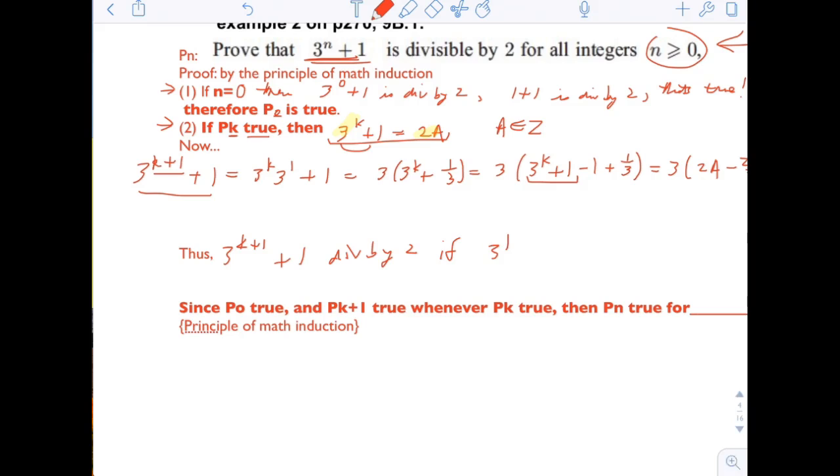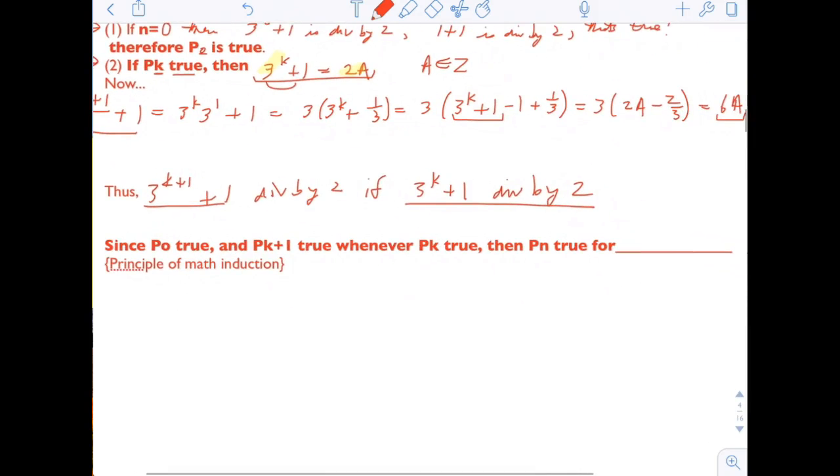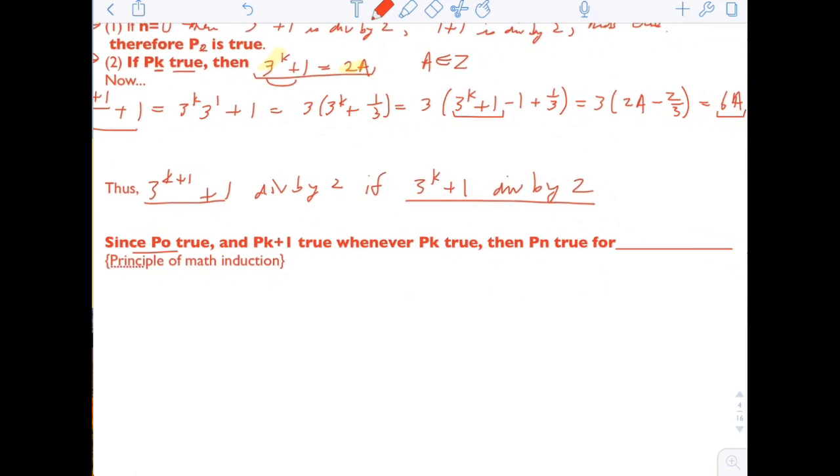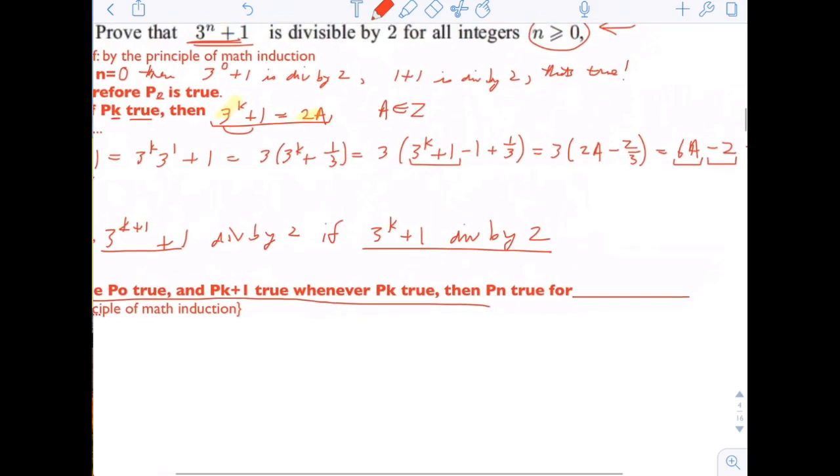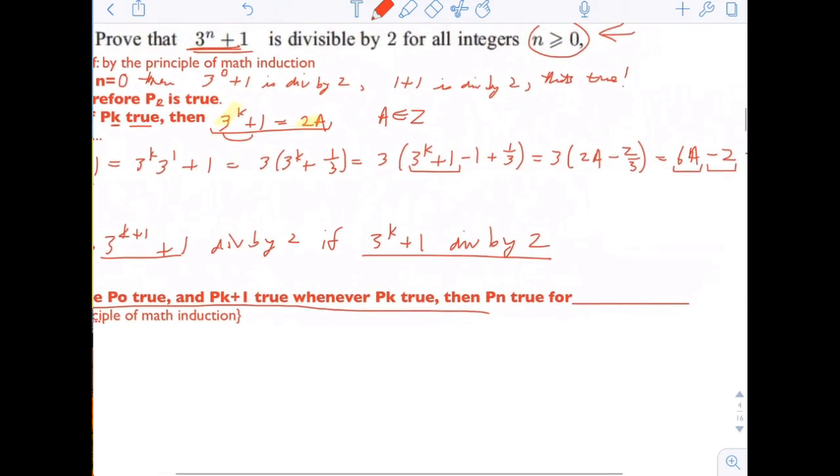If 3 of k plus 1 is divisible by 2. So whenever this is true, this is also true. So that is the second part of the step case for math induction. And so now, like the last statement, it just looks like this. Since p of 0 is true, and p of k plus 1 is true whenever p of k is true, then p of n is true for, and then we just say which values of n it's true for.